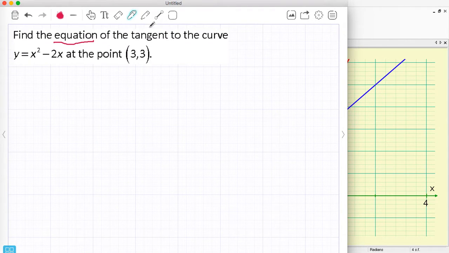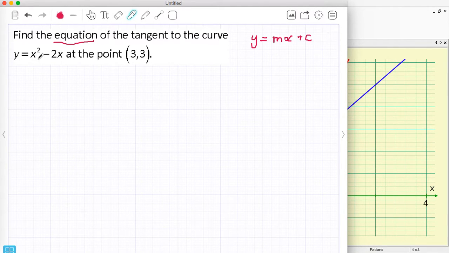Now, first thing to recognise is that the equation of the tangent is always a straight line. So if it's a diagonal tangent, it's going to be in this form, y equals mx plus c. m is the gradient, c is the y-intercept. So let's have a look at this point, (3, 3).